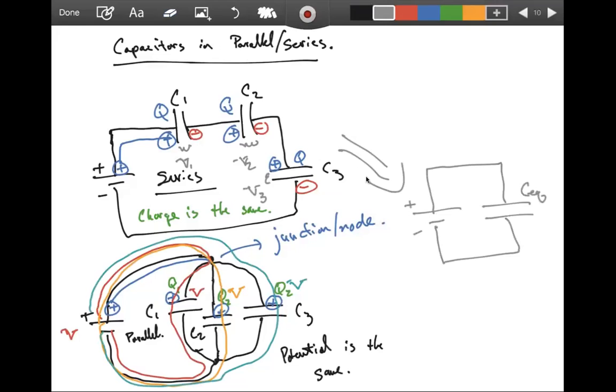Simultaneously, I can say these capacitors in parallel also collapse down to one capacitor, which again is my equivalent capacitor, and the potential. So our claim is that we can combine these together in such a way that we have one capacitor connected to our battery. Well, let's see how this works. Let's look at the series one first.